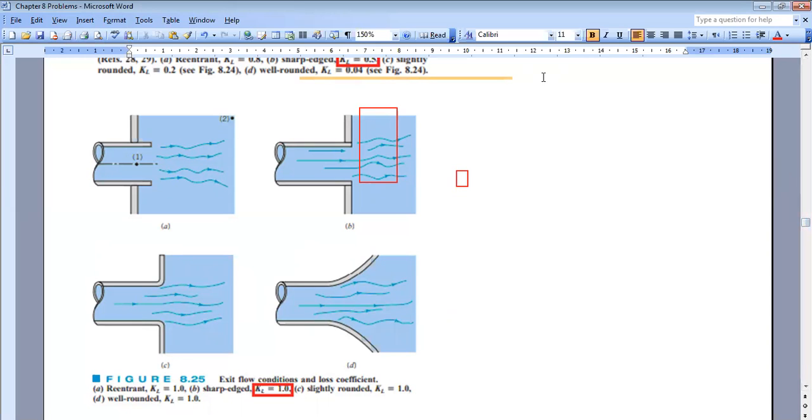You have that the corresponding figure is here, also you have a sharp edge at the exit. So this is your corresponding figure, which represents your case. And if you read the value, the corresponding sharp edged value is 1, KL equals 2. So we have found the loss coefficients for the different sources of minor loss in our problem.